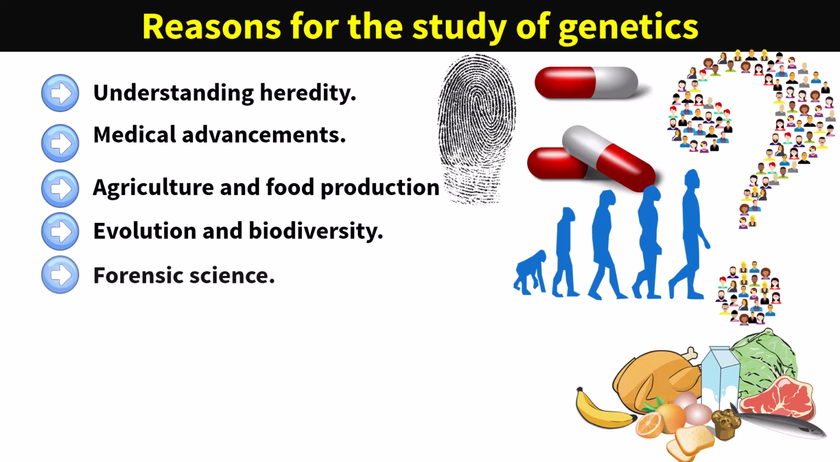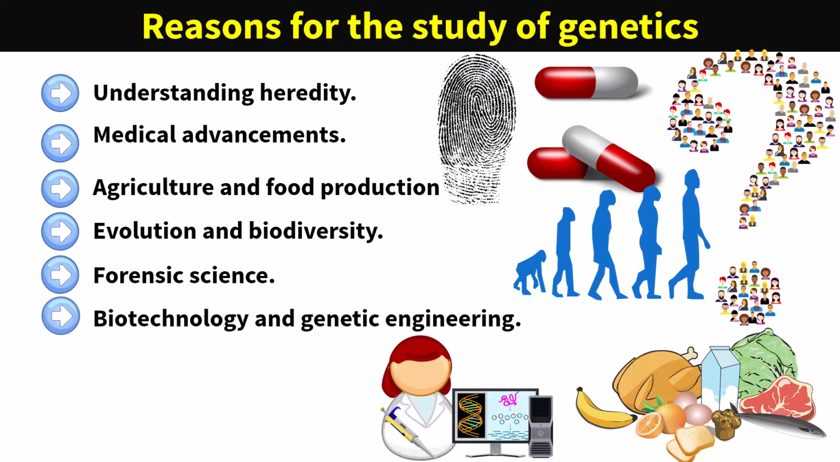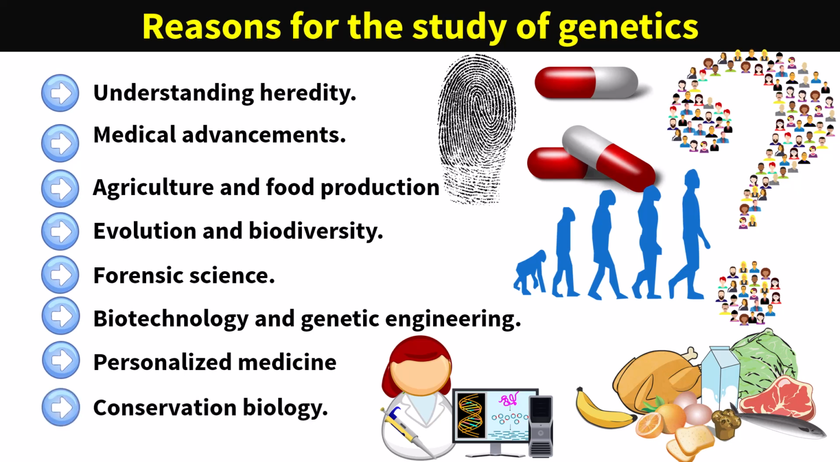Forensic science. Assists in crime investigations through DNA analysis. Biotechnology and genetic engineering. Enables advancements like gene therapy and GMOs. Personalized medicine. Helps develop treatments tailored to an individual's genetic makeup. Conservation biology. Aids in protecting endangered species through genetic diversity studies.